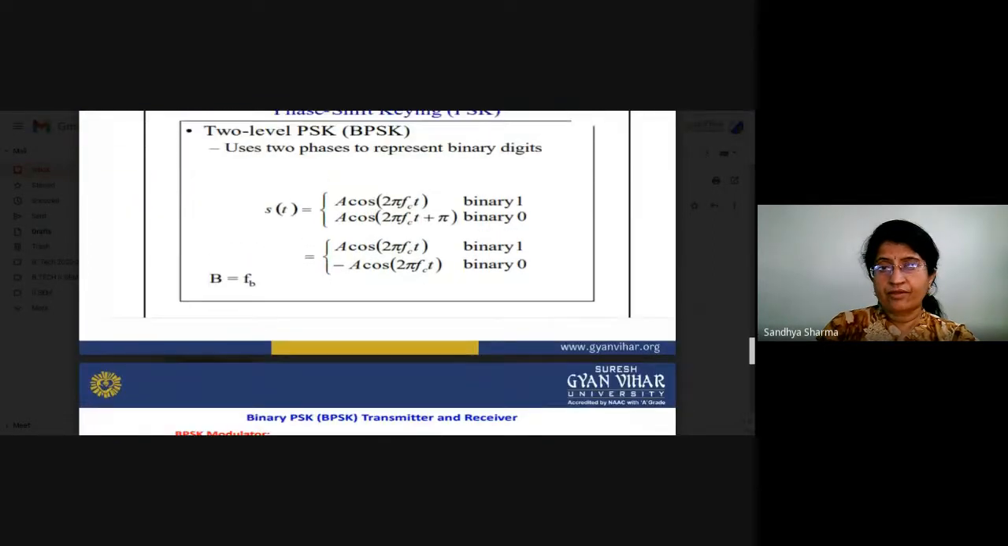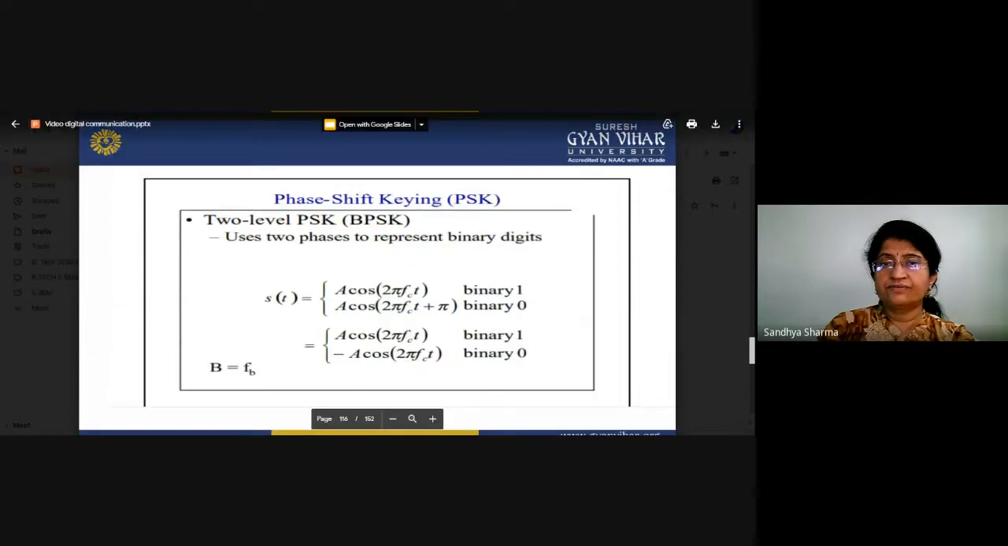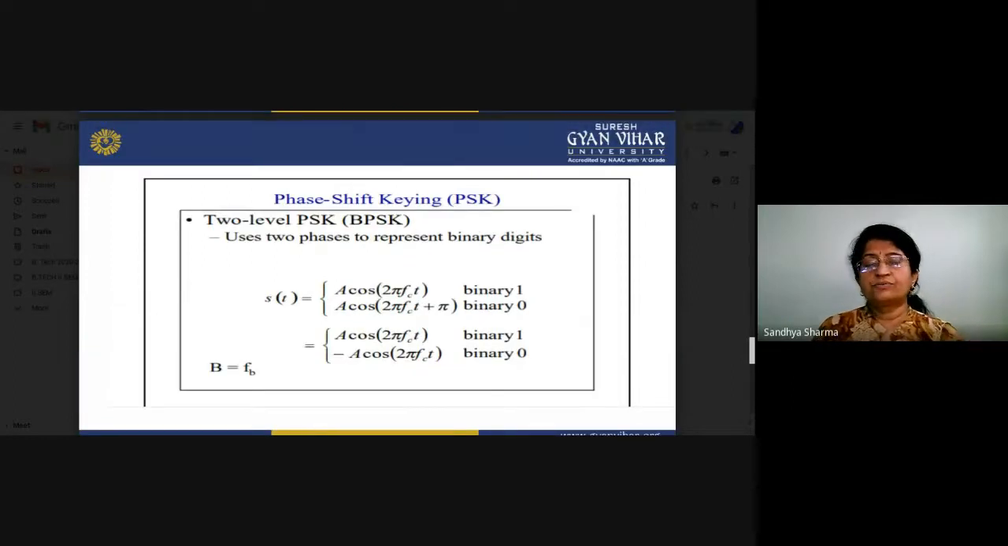Now this is the basic equation of our phase shifting: A cos omega ct and A cos omega ct plus pi. Basically, if you want to transmit your signal as 1 or 0, there is a 180-degree phase change between these two symbols. In this way, we can transmit our two-level PSK signals to the channel.